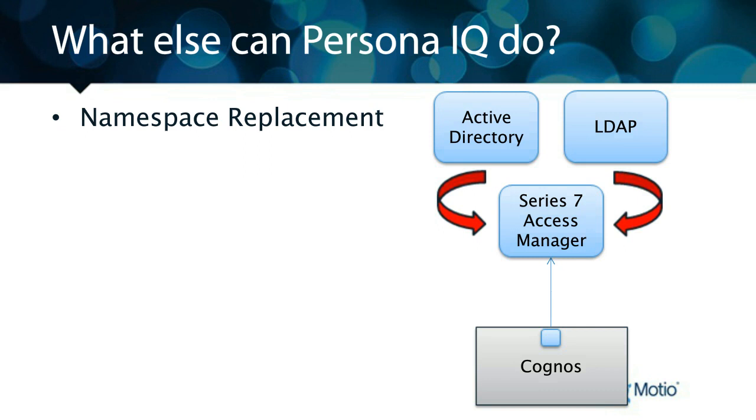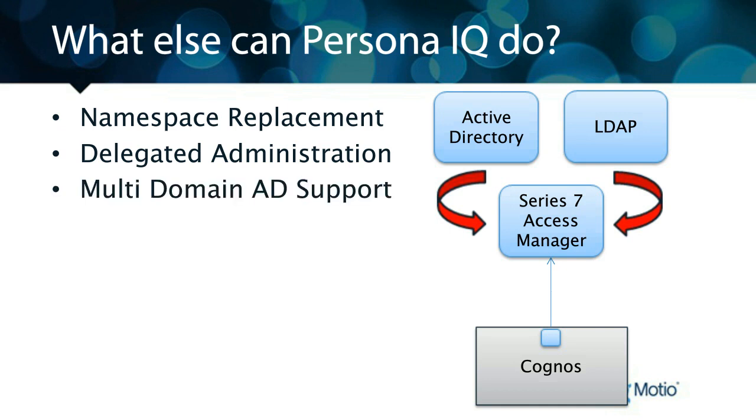So the namespace replacement approach eliminates all those issues, whether you're on Series 7 Access Manager, LDAP, or Active Directory. Persona IQ can help you migrate to another security provider with zero changes to your content store and with very little Cognos downtime. The delegated administration support in Persona IQ can allow you to decentralize your user management tasks. This would allow you to take some of the burden off of you and also perhaps streamline that process to make it more efficient.